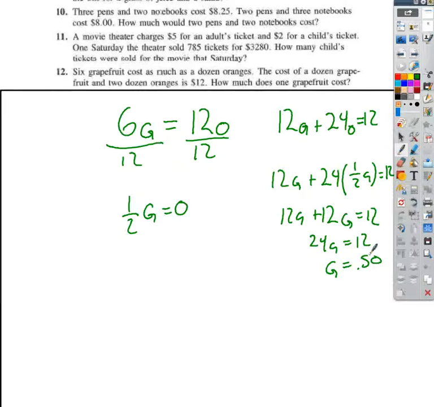And so that one really wasn't too bad, was it? So there we go. We use substitution because it just made more intrinsic sense. Great.